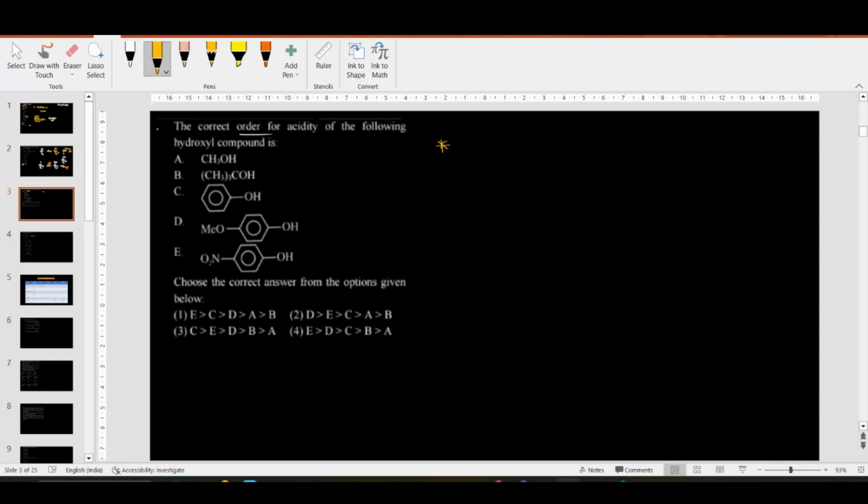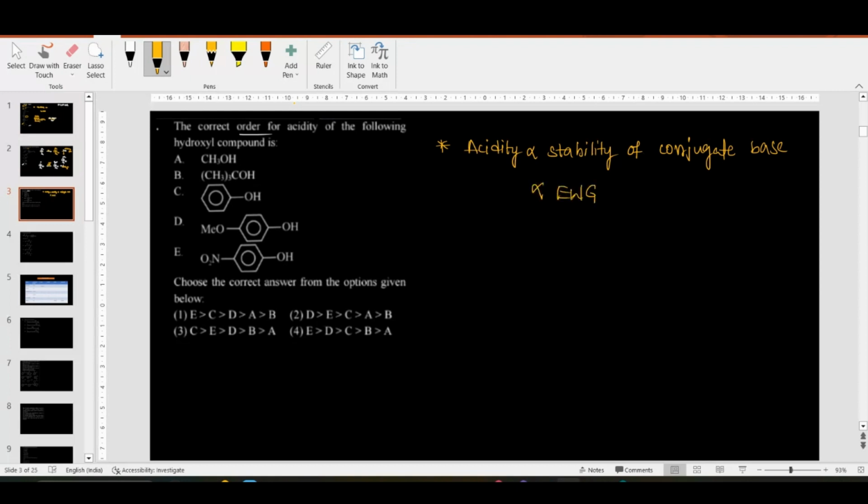So yeah, whenever they ask about acidity, just try to revise these two topics. Acidity is proportional to the stability of its conjugate base. Whenever they ask for the order of acidity, just write its conjugate base and see the stability of its conjugate base, and it is proportional to electron withdrawing groups.